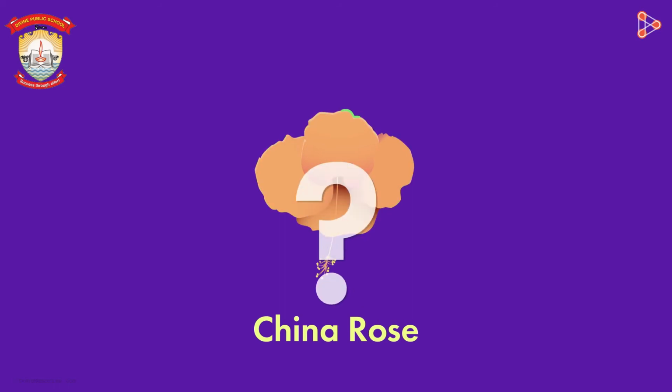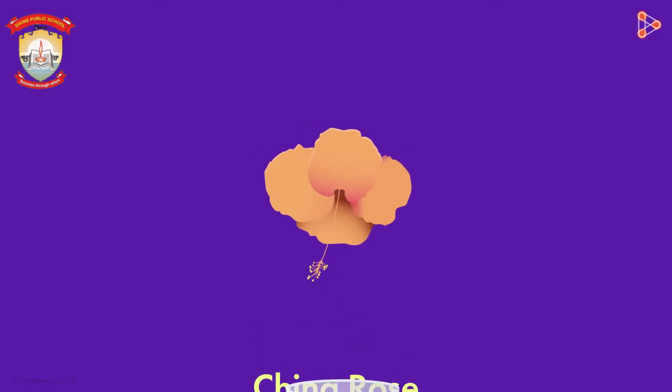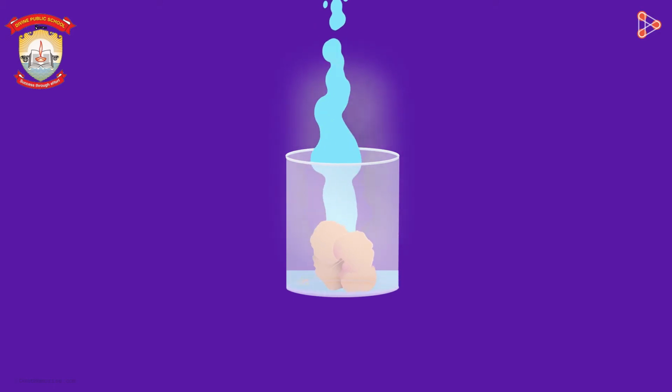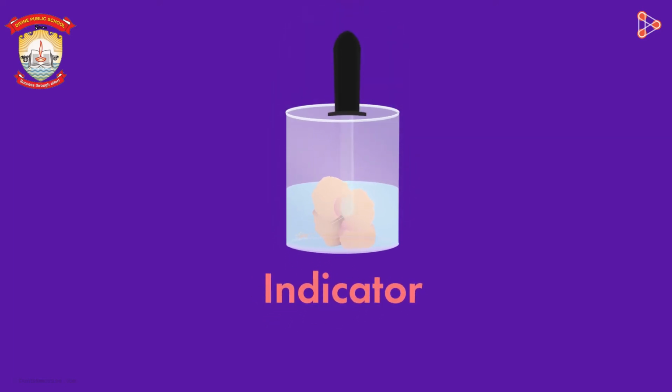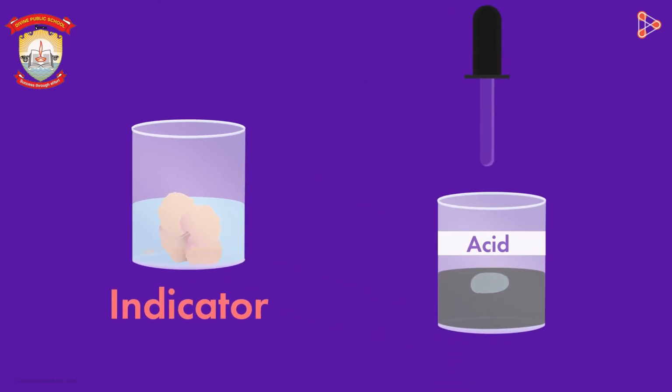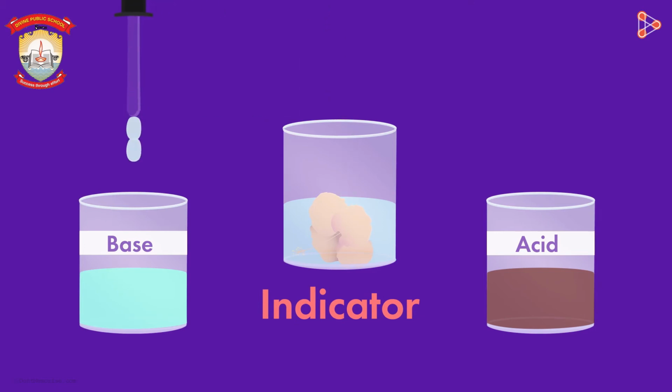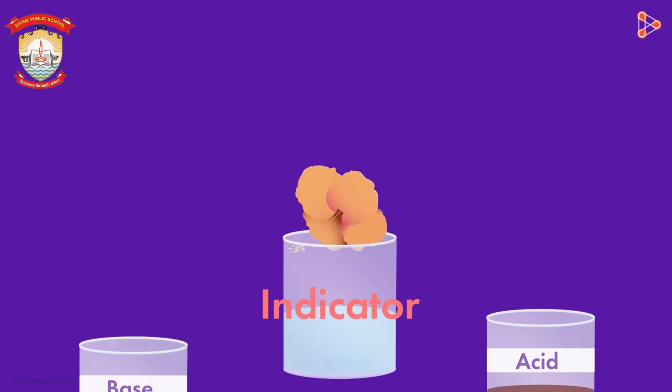So how do we use China rose flower as an indicator? It's very simple. All we have to do is add hot water to the petals of China rose in a beaker and let it rest for some time. This solution can be used as an indicator. When drops of this are added to an acidic solution, then the color of the solution changes to magenta red or a slightly different shade of red for that matter. However, when added to an alkaline solution, the color changes to green or yellowish green to be precise. The solution changes color in very less time, and that is how we use China rose as an indicator.